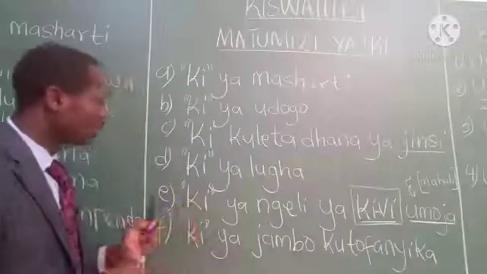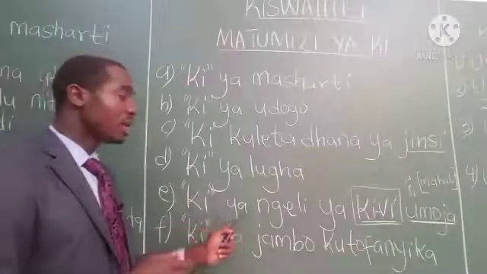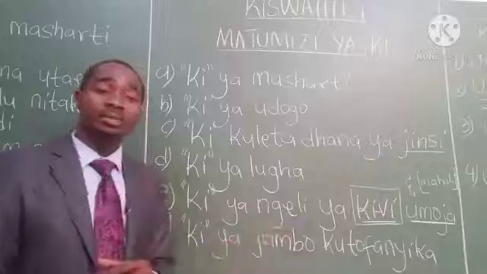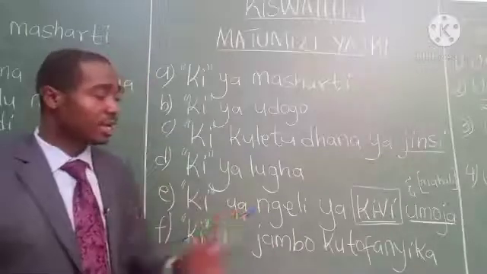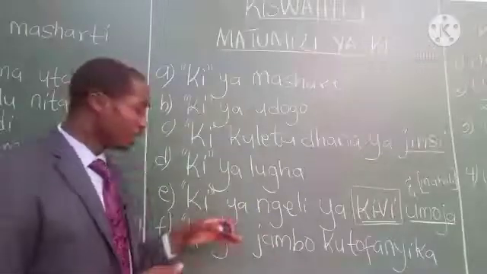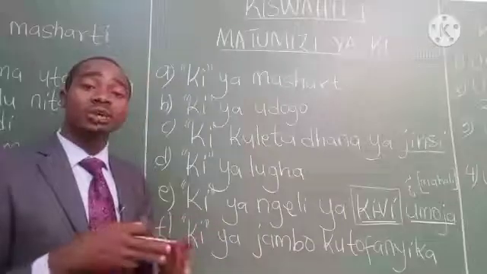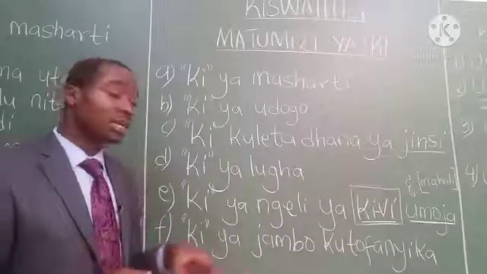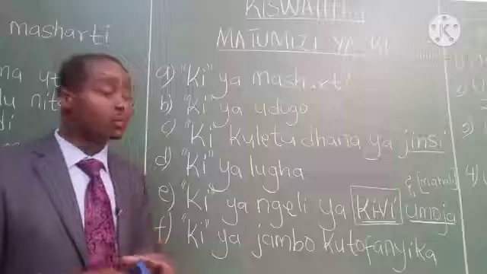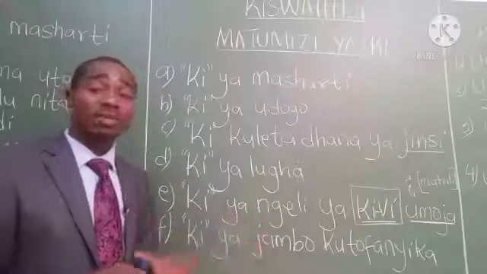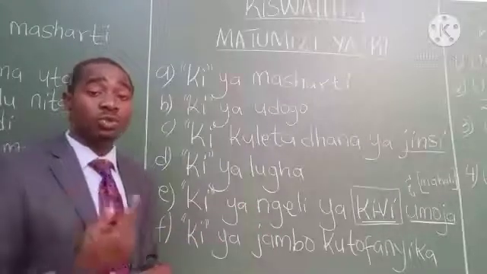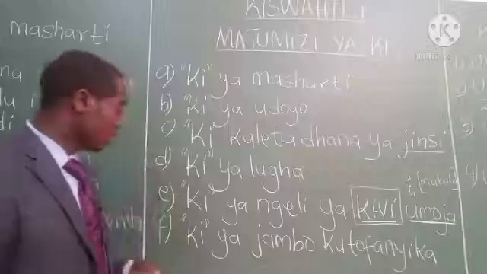We have the fifth one, ki ya ngeli ya kivi. Ki ya ngeli ya kivi umoja. This key is for the nouns. It is used with the nouns in the ngeli, or the noun class, of kivi in the singular form. And we also learn that one in this video.